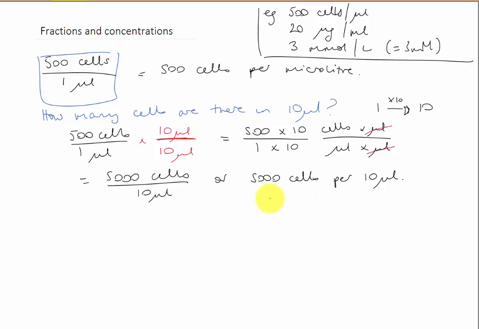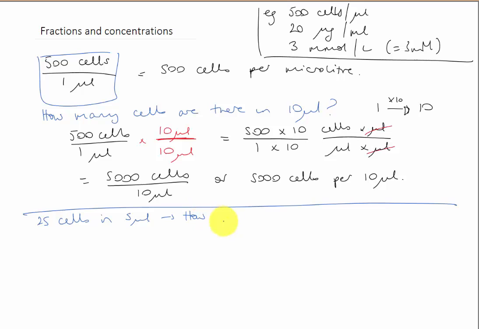And we can also think about this the other way round. So let's imagine we have, let's say, 25 cells in 5 microliters. And we want to know how many in 1 microliter, because most of these concentrations are normally expressed as a number of things in a volume of 1 unit. So 1 microliter, 1 milliliter, etc.